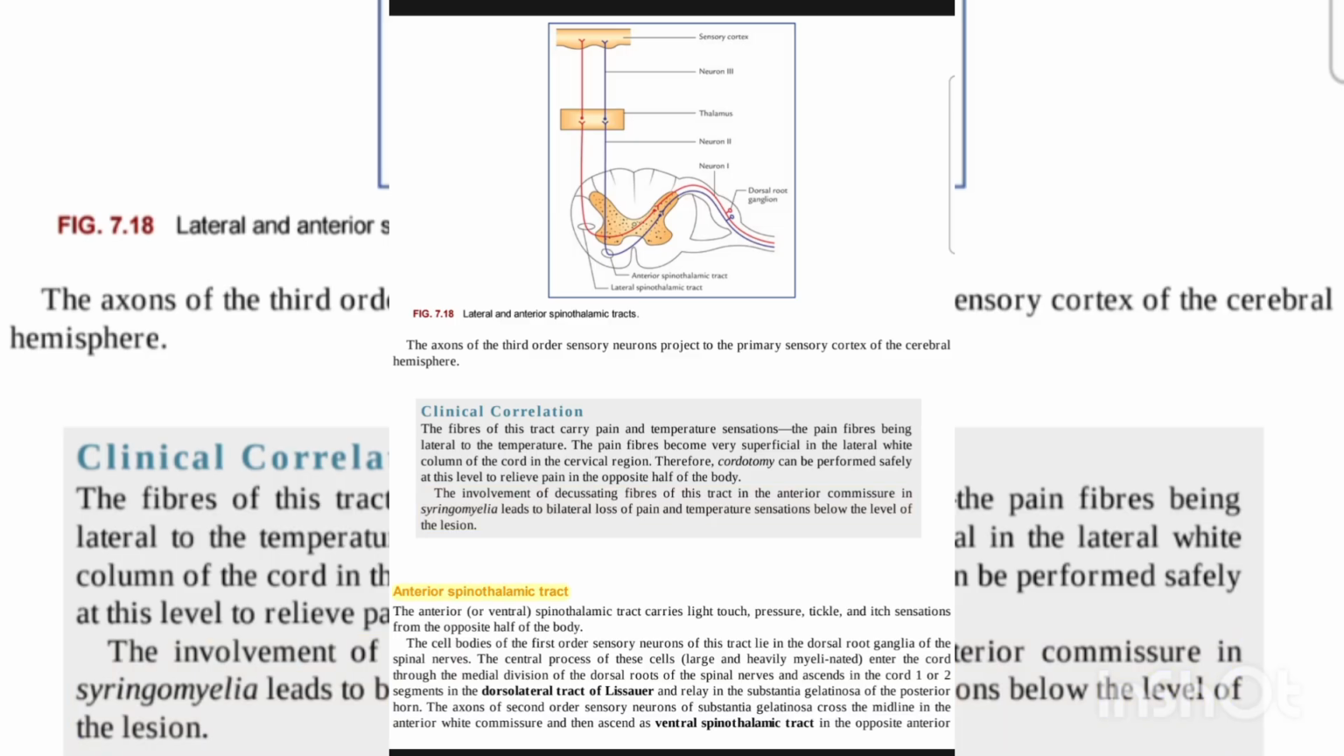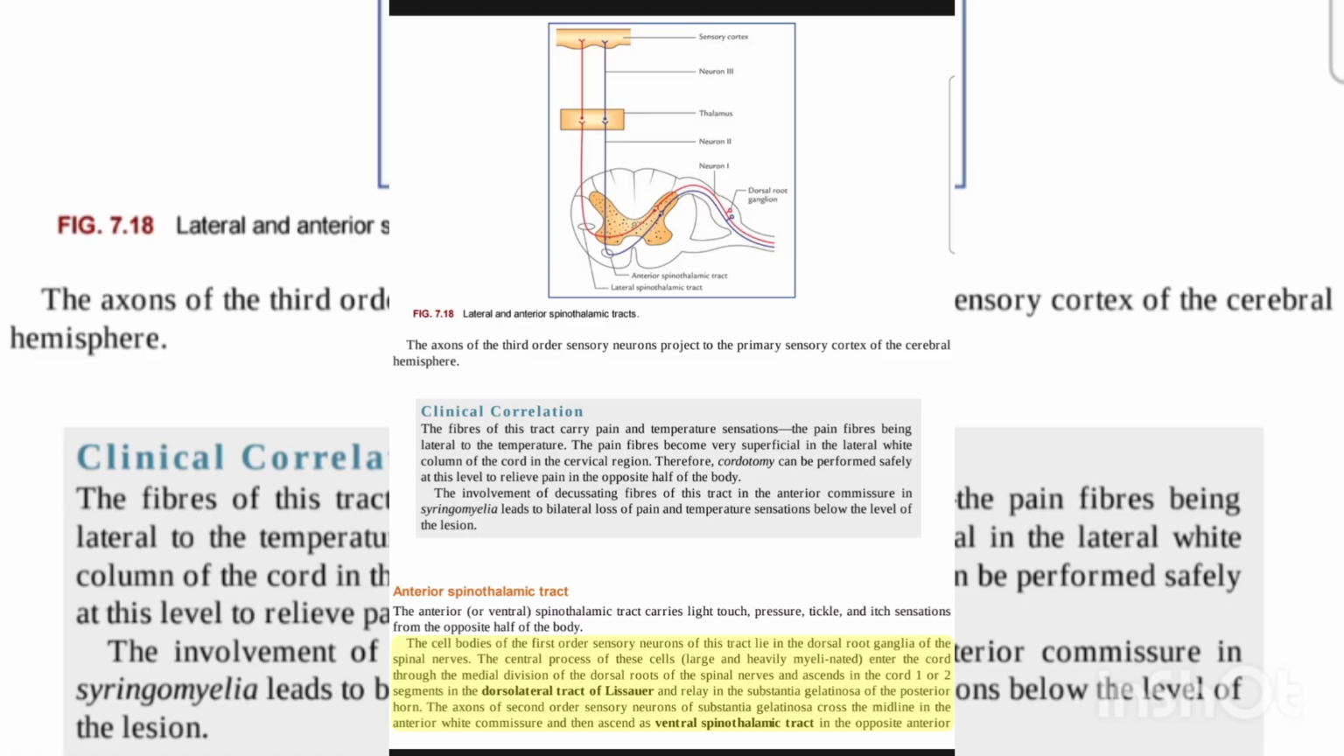Anterior spinothalamic tract. The anterior, or ventral, spinothalamic tract carries light touch, pressure, tickle, and itch sensations from the opposite half of the body. The cell bodies of the first-order sensory neurons of this tract lie in the dorsal root ganglia of the spinal nerves. The central processes of these cells, large and heavily myelinated, enter the cord through the medial division of the dorsal roots of the spinal nerves and ascend in the cord one or two segments in the dorsolateral tract of Lissauer and relay in the substantia gelatinosa of the posterior horn.